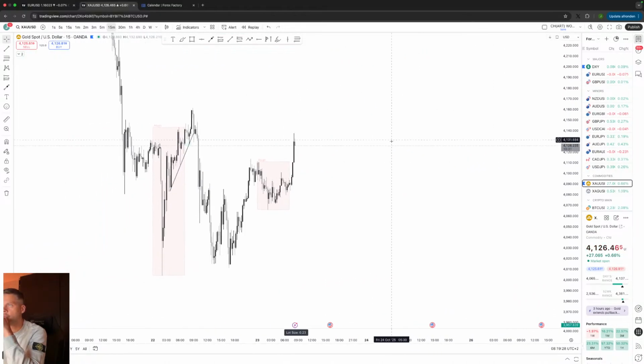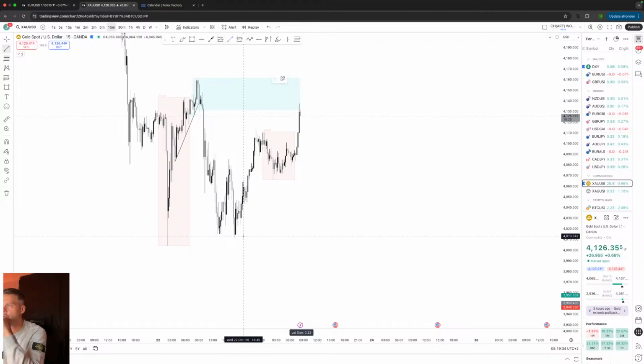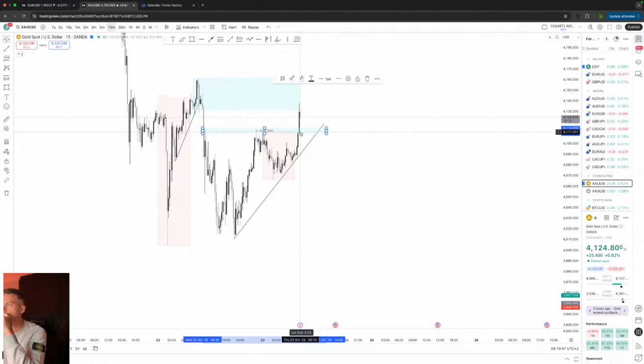If I would be trading gold, I would definitely look for potential longs. I don't know, wait for early buyers to be taken out. We have a trend line. We have a form of what we call resistance over here. And potentially there is a resistance support flip.